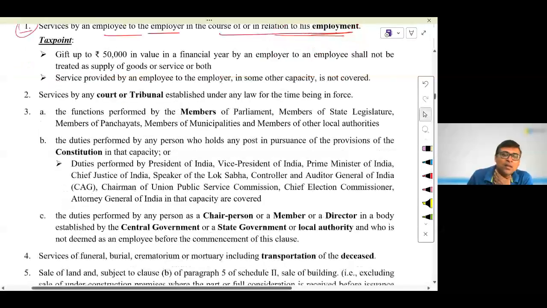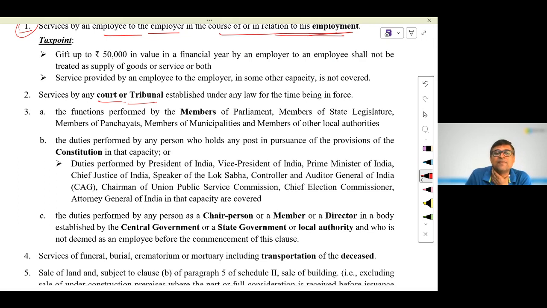Next, service by any court or tribunal shall not be treated as supply of goods or services, and the question of GST does not arise. So the functions performed by members of Parliament, MLAs, members of panchayats, municipalities, etc., and any person holding a constitutional post are not treated as supply. Hence, the question of GST does not arise.